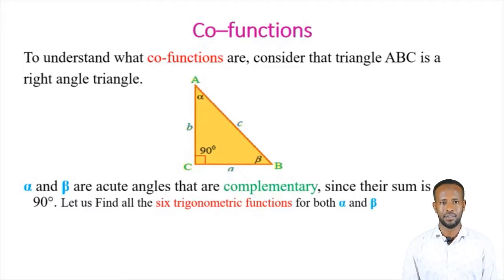and beta. How many trigonometric functions do we have? I hope that you know. What are they? 3 basic and 3 reciprocals. Sine, cosine, tangent were basic. Cosecant, secant, and cotangent were the reciprocals. So we have 6 together. Now to understand what cofunctions are, we will try to find all the 6 and see which two are equal.